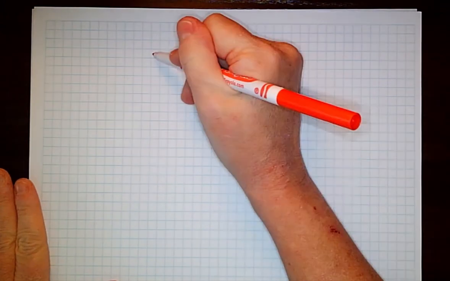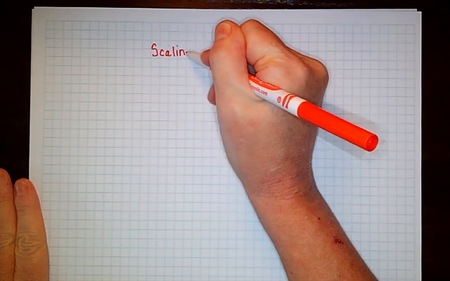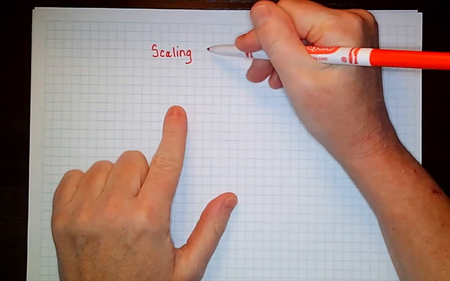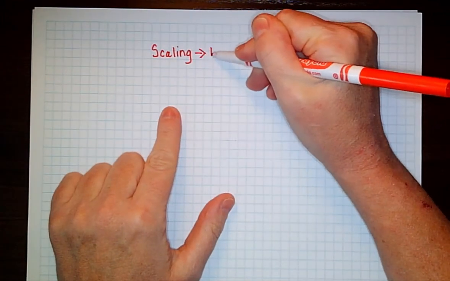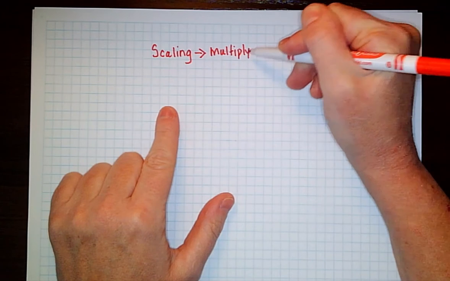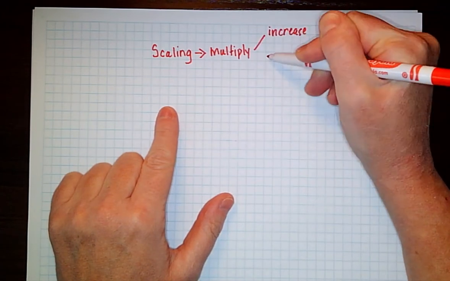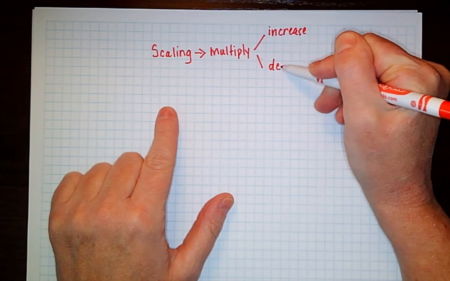Okay, we're going to do a real quick summary of scaling. Scaling is when you are multiplying to increase or decrease a shape.